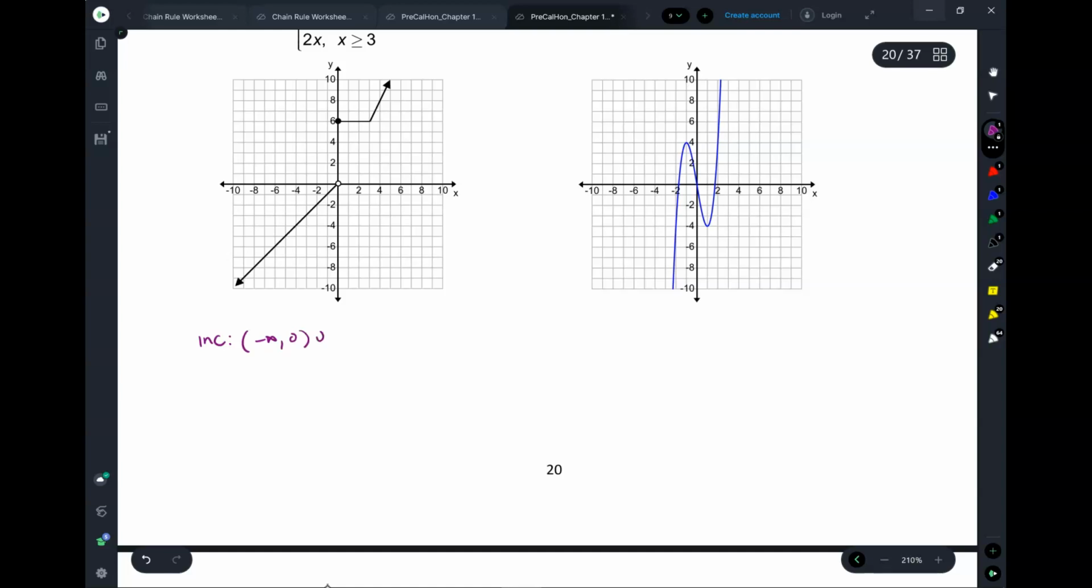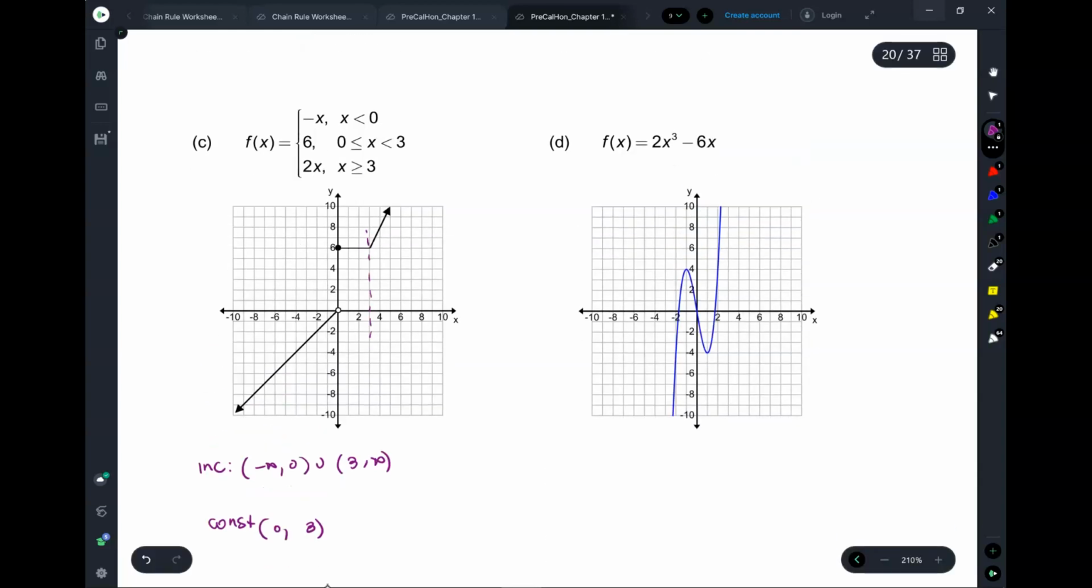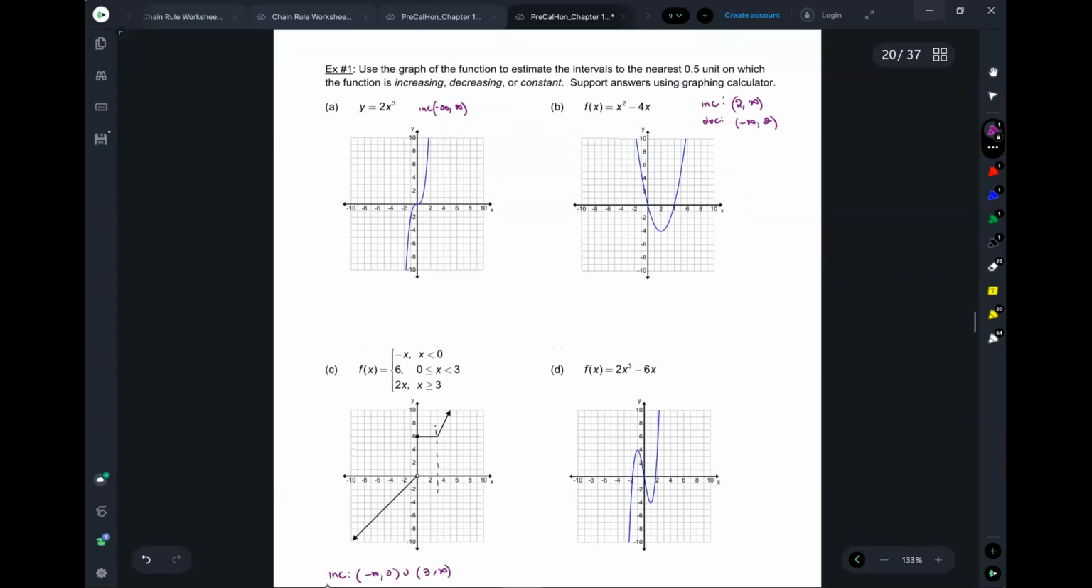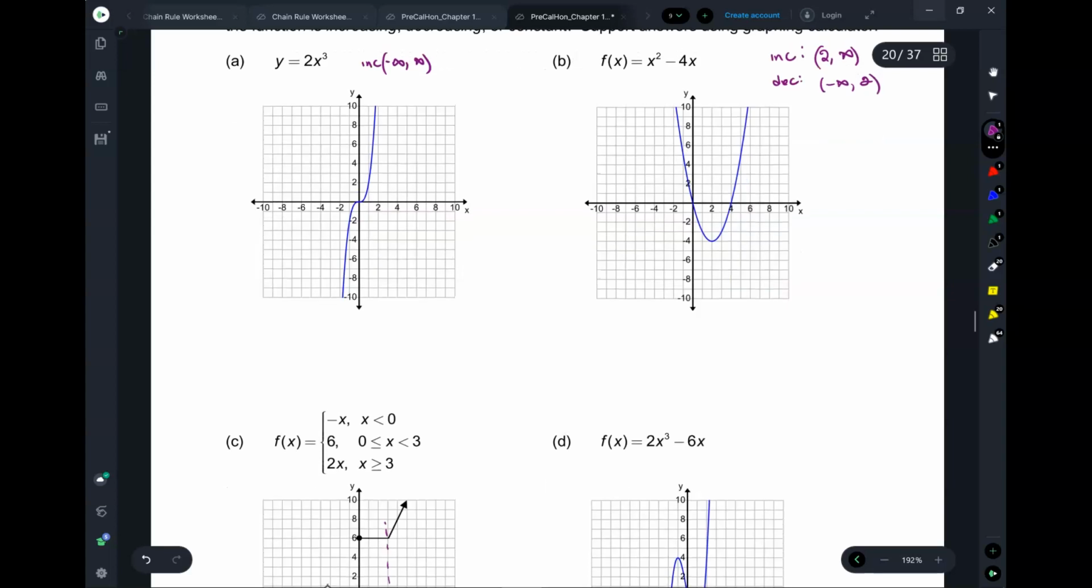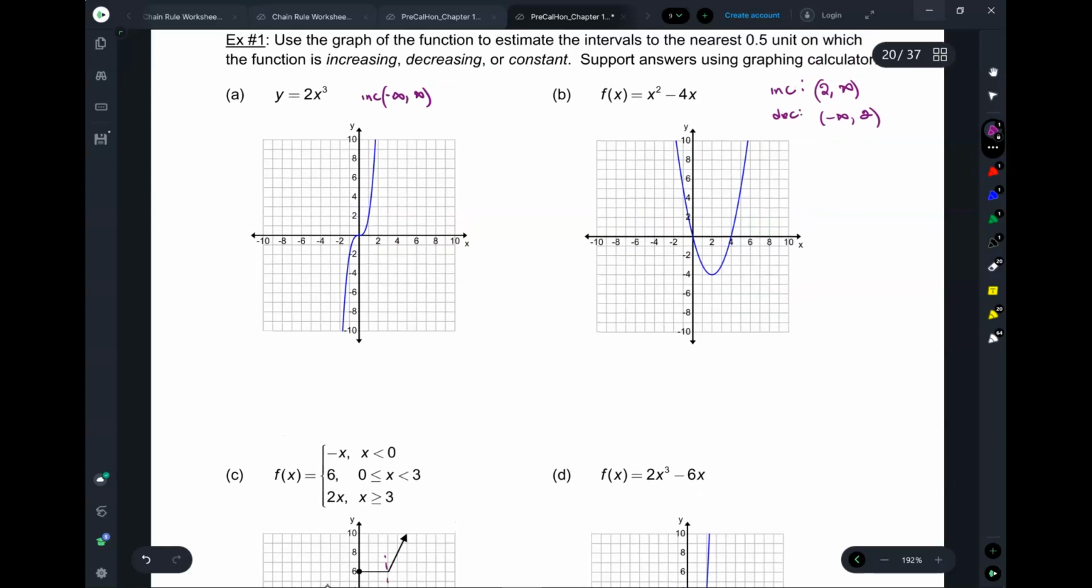Okay. And then it starts to increase here at 3 again, right? So from 3 to infinity. And then it's constant from 0 to 3. And it's not decreasing anywhere. Okay. Right. So it's the x values, never the y values. Always the x values. Okay.